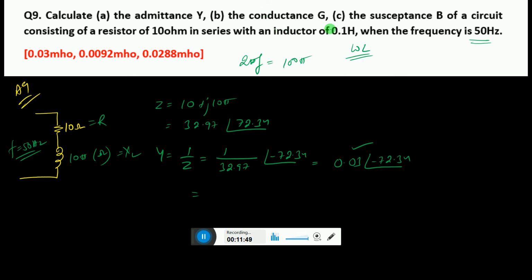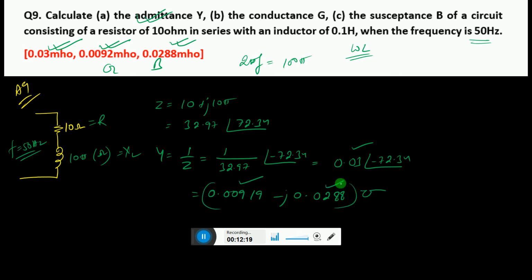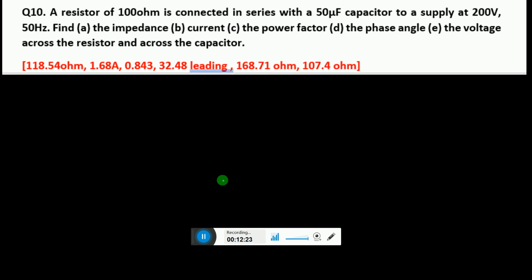So what we are going to do is take this value of admittance and get the cos component of it and the sine component of it. The cos component will be conductance and the sine component will be susceptance. This will come out to be minus j. These values are in terms of mho. So we get the value of conductance and susceptance. Correct?